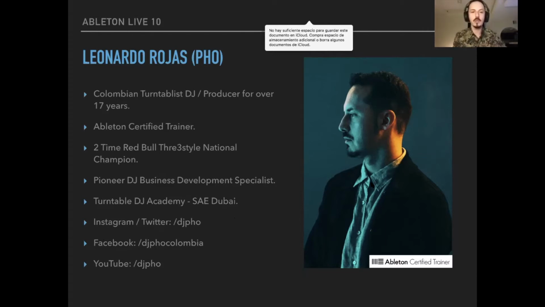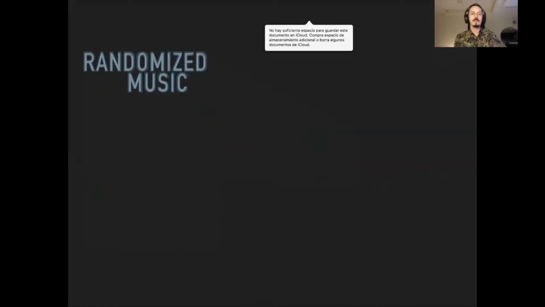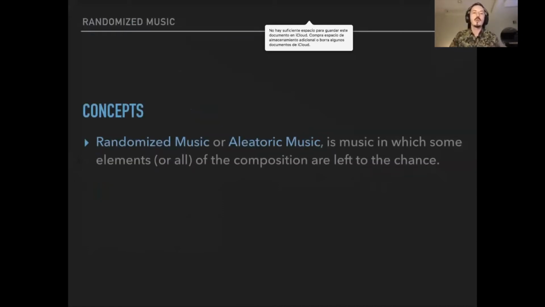Okay, without further ado, let's see what randomized music is. Let's see the concept. Randomized music, or aleatoric music, is music in which some elements or all the elements of the composition are left to chance. This means that technically you don't have control of it, because you don't have control of the random. You don't have control of the chance.